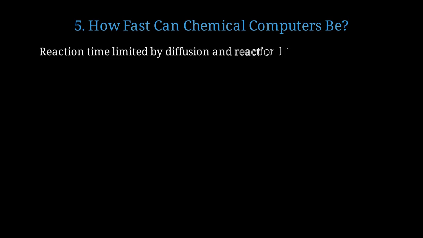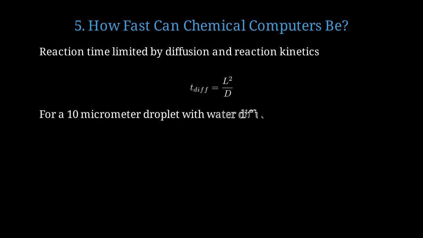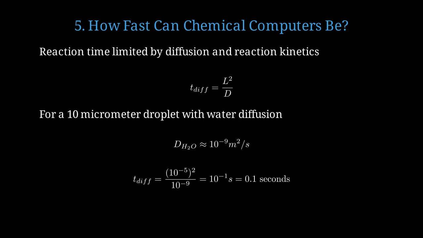Chemical computing speed is fundamentally limited by how fast molecules can diffuse and how quickly reactions occur. Diffusion time equals L²/D, where L is the distance and D is the diffusion coefficient. Let's calculate for a 10 micrometer droplet using typical water diffusion values. Water molecules have a diffusion coefficient of about 10^-9 square meters per second. Plugging in our values, diffusion time equals 10^-10 divided by 10^-9, giving us 0.1 seconds.